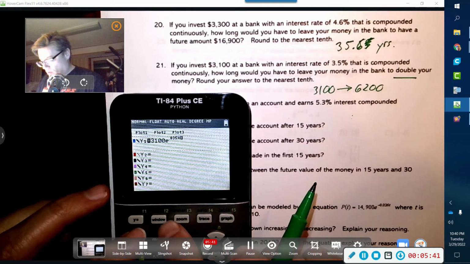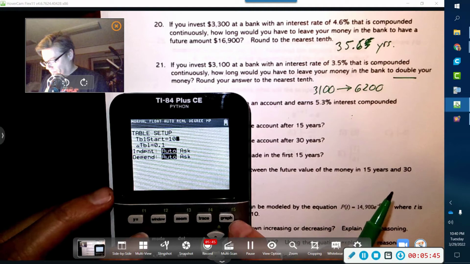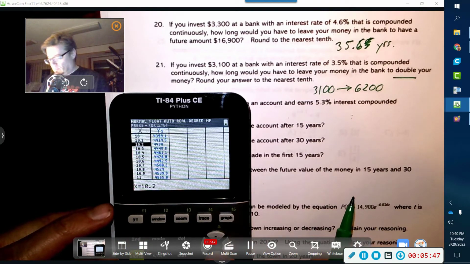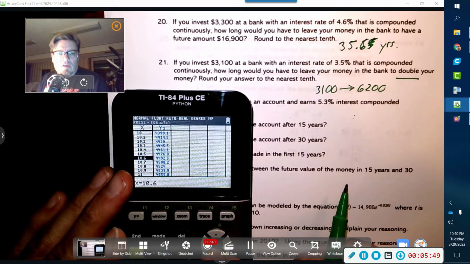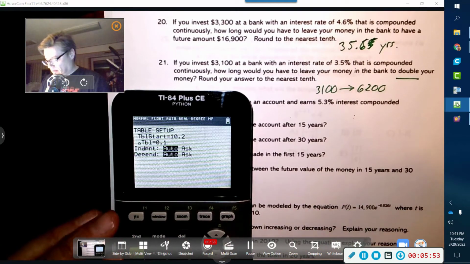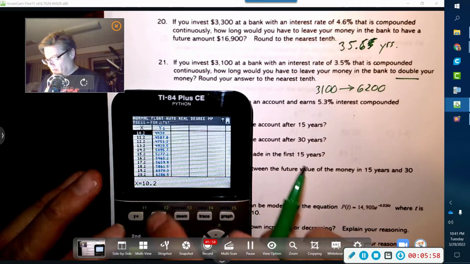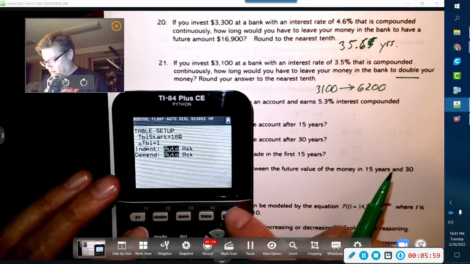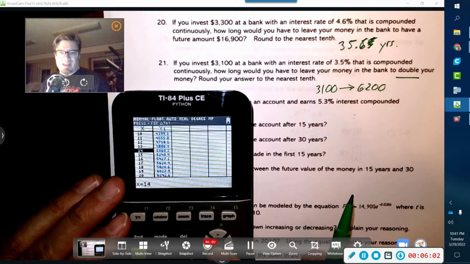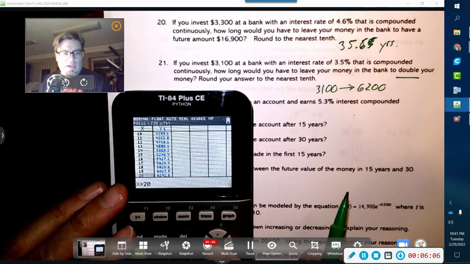So I don't know where to start my table, so I'm going to go to table set, maybe 10. I don't know. Let's see. Oh, I'm going up by tenths. It's going to take forever there. Well, I don't want to do that. It's solid 10. Go up by 1. What is it, 6,200? Okay, we're good. Between 19 and 20.